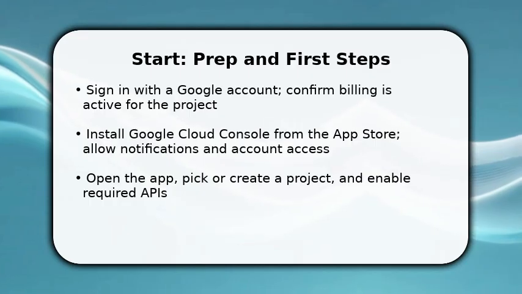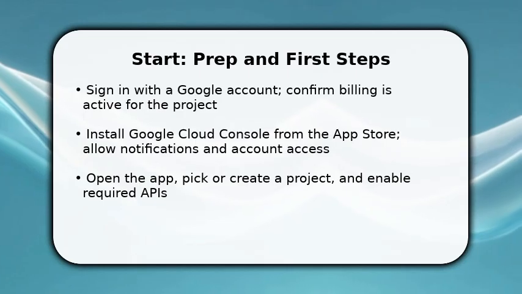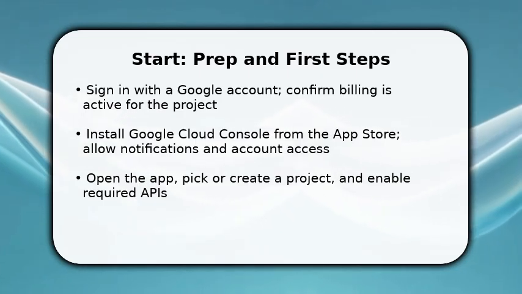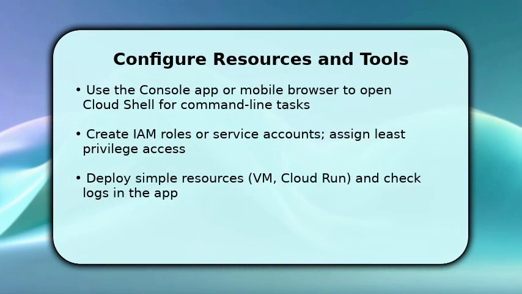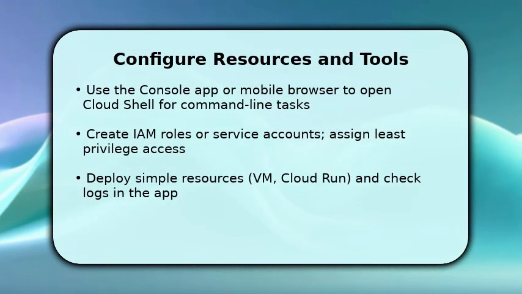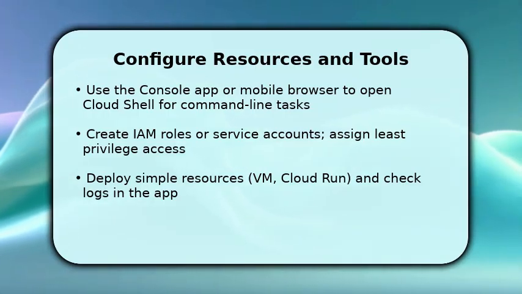Make sure your mobile network or Wi-Fi is stable, then tap the project menu to confirm resources are visible before moving to configuration steps. You'll now configure resources and tools. Open Cloud Shell from the app or browser to run gcloud commands. This lets you deploy without a laptop.